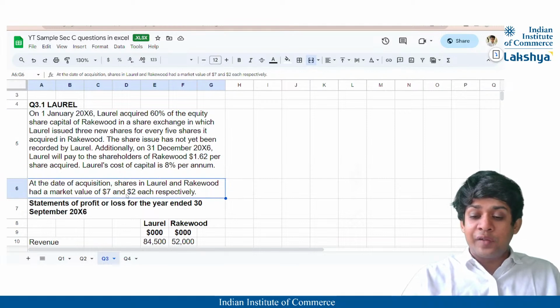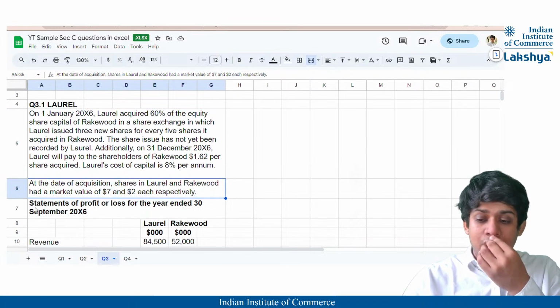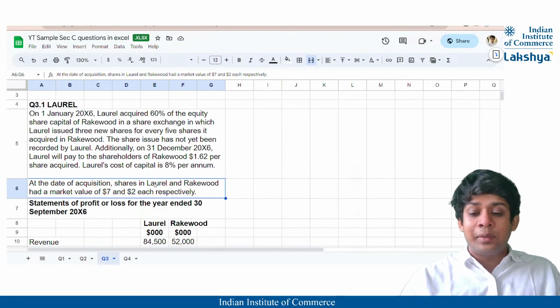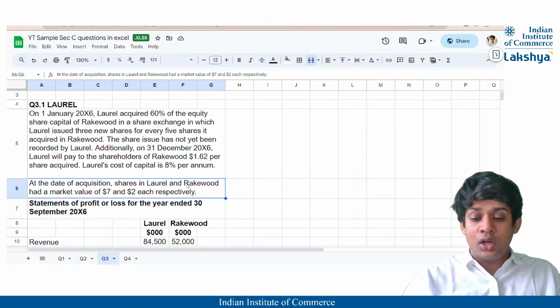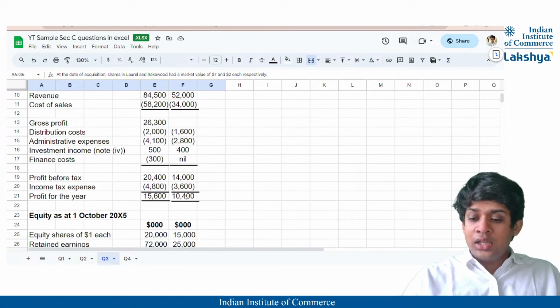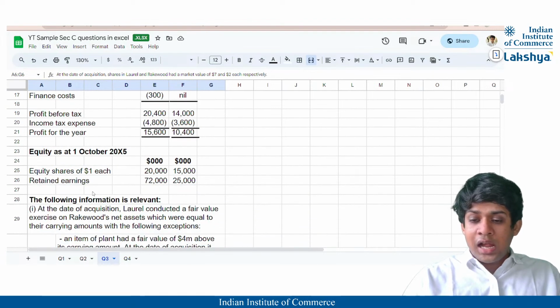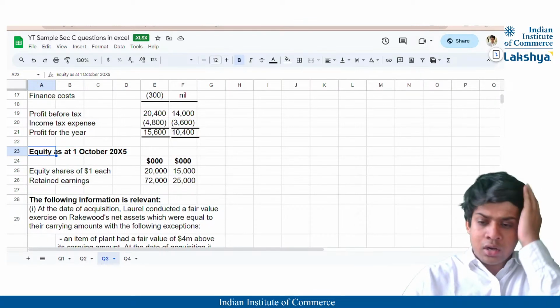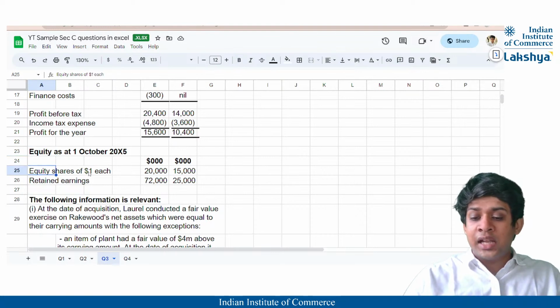Yes, here. At the date of acquisition, shares in Laurel and Redwood had a market value of $7 and $2 each, respectively. That means Laurel's share value is $7, whereas Redwood's share value is $2. Parent is 7, subsidiary is $2. Now, they've given us the statement of profit or loss, and they've given us certain information for equity separately. That means the equity section of our statement of financial position. So in this, they've stated the equity shares of the subsidiary company, right?